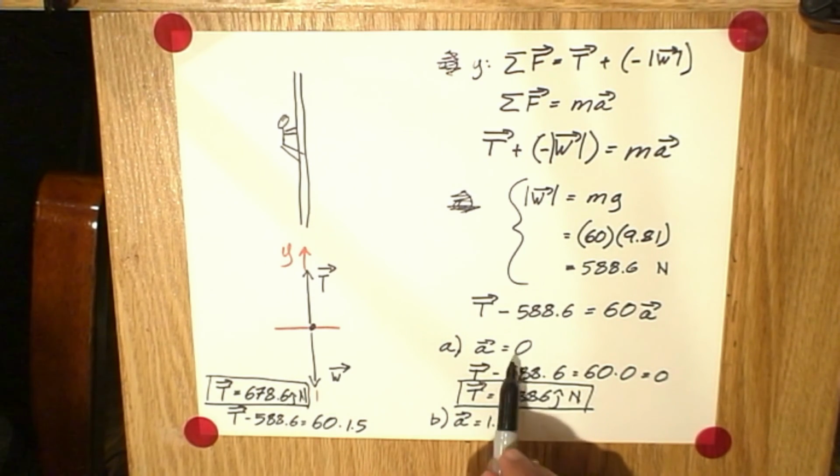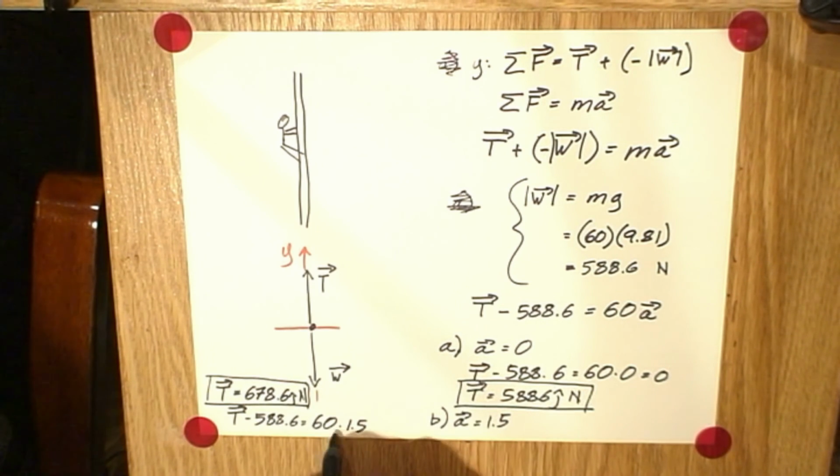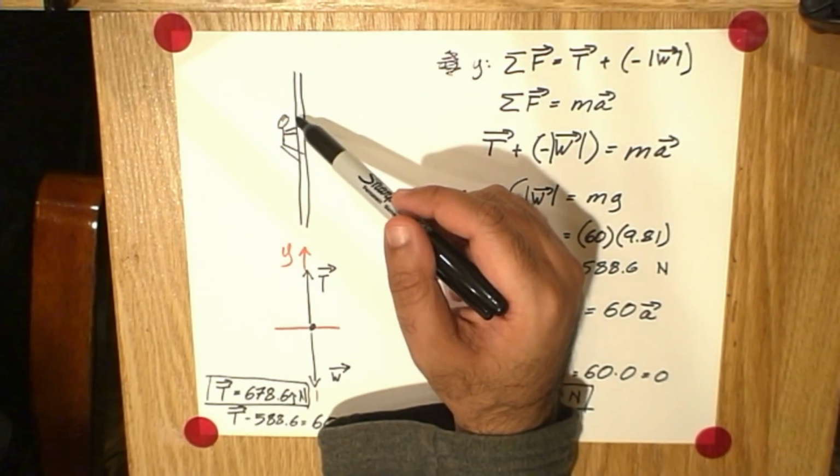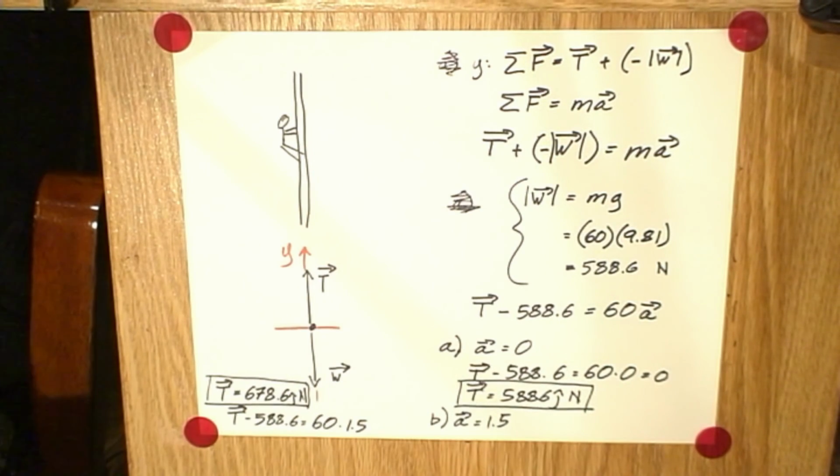So if he is not accelerating, the tension in the rope above him would be 588.6 j hat newtons. And if he is accelerating at a rate of 1.5 meters per second squared, the tension above him would be 678.6 j hat. The rope would be stiffer in order to support the acceleration that he's experiencing.